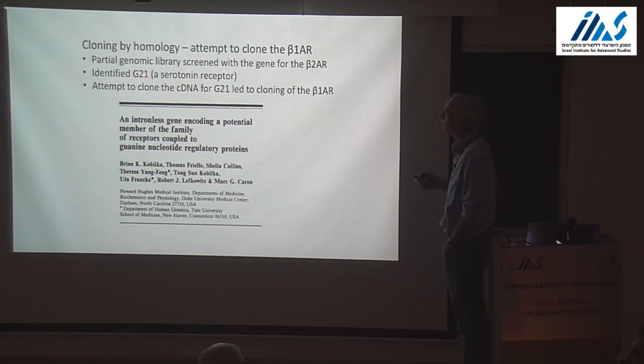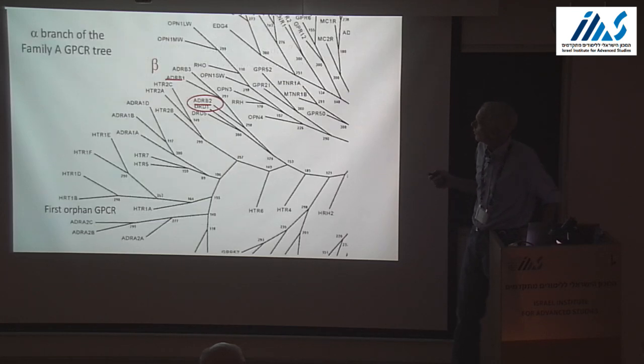and identified the first orphan GPCR, which we called G protein G21, ultimately found to be a serotonin receptor, and attempted to clone the cDNA for this because we didn't know if it was a pseudogene or real gene, and we wanted to see if we could find messenger RNA, and that led to the cloning of the beta-1. So it was kind of a crazy story. We had the beta-2. What we wanted to get was the beta-1. What we got was the 5-HT1A, and ultimately trying to get a cDNA for this gave us the cDNA for the beta-1.